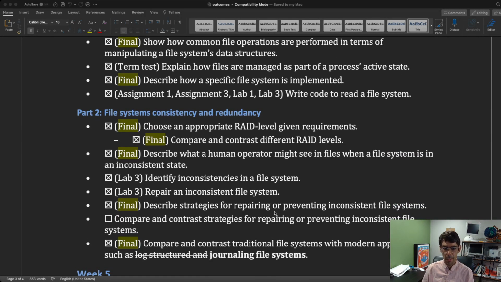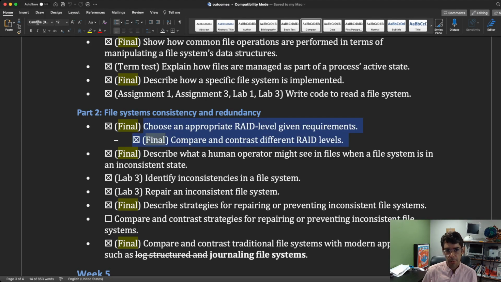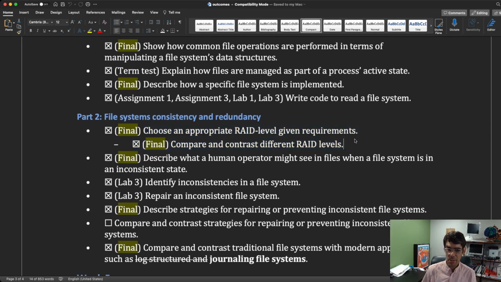Moving on to file system consistency and redundancy. This part of this week was talking about file system checking, FSCK or fisking, and journaling and RAID. So all three of these things. Choose an appropriate RAID level given requirements, and compare and contrast different RAID levels. These two learning outcomes are nested like this because they are related to each other.